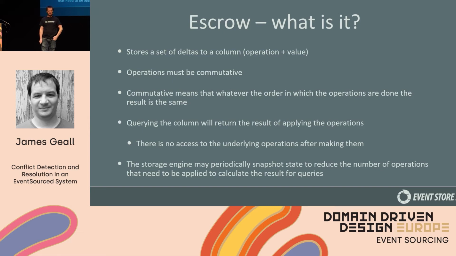Those of you familiar with event sourcing can see why this is relevant. There's no access to the underlying operations after making them. So while you get the rolled up state, you can't see what those operations were to get to that state.